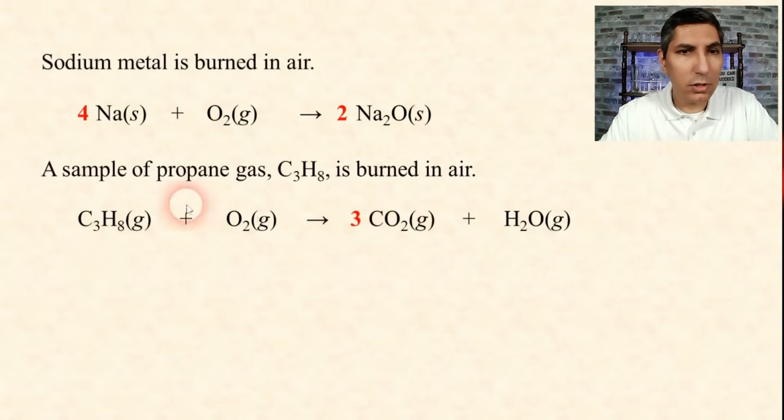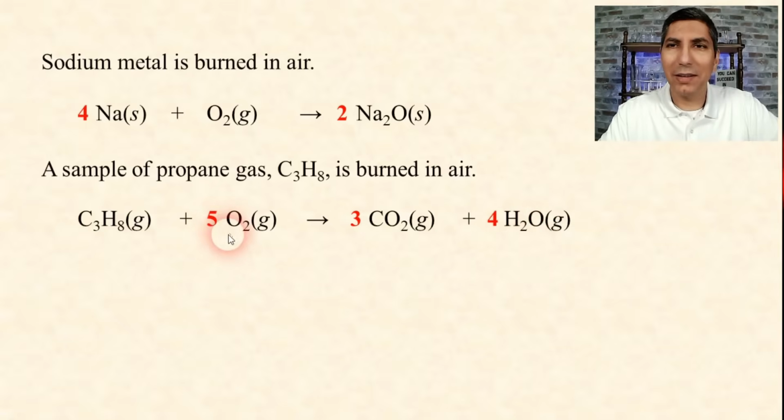I can balance my hydrogens. I have 8 hydrogens on the left side and only 2 on the right side. So if I put a 4 right there, that balances the hydrogens. And then the oxygens, well, I have 6 plus 4 more oxygens right there, which is 10. So by placing a 5 in front of this oxygen, now I have a balanced equation.